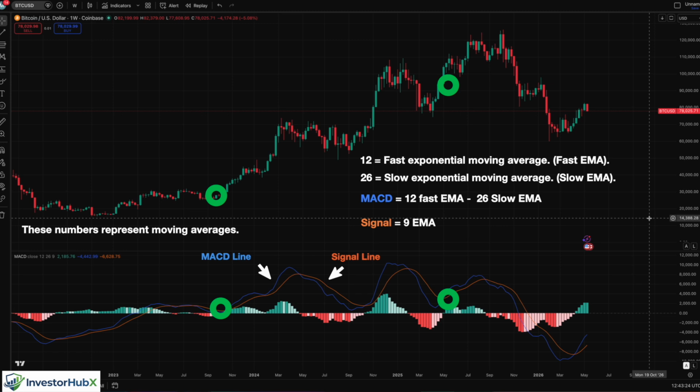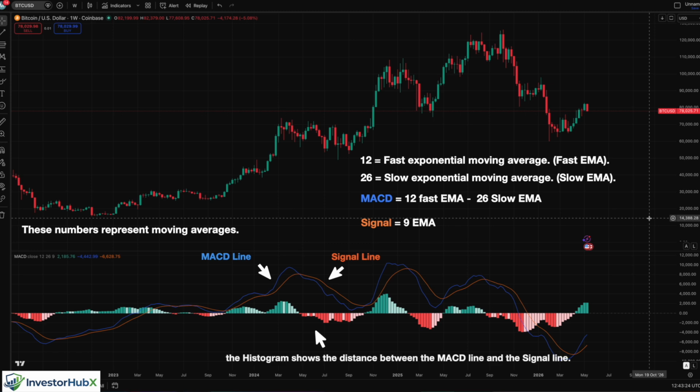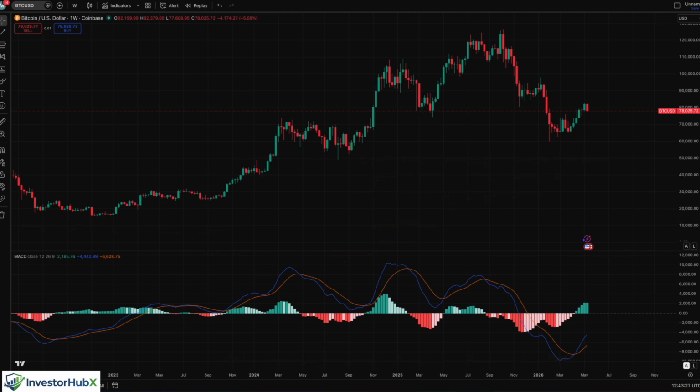When the blue MACD line crosses above the orange signal line, it is known as a bullish crossover, which may suggest that buying momentum is increasing. When the blue MACD line crosses below the orange signal line, it is known as a bearish crossover, which may suggest that selling pressure is increasing. Finally, the histogram simply shows the distance between the MACD line and the signal line. A larger histogram usually indicates stronger momentum, while a smaller histogram may suggest weakening momentum.